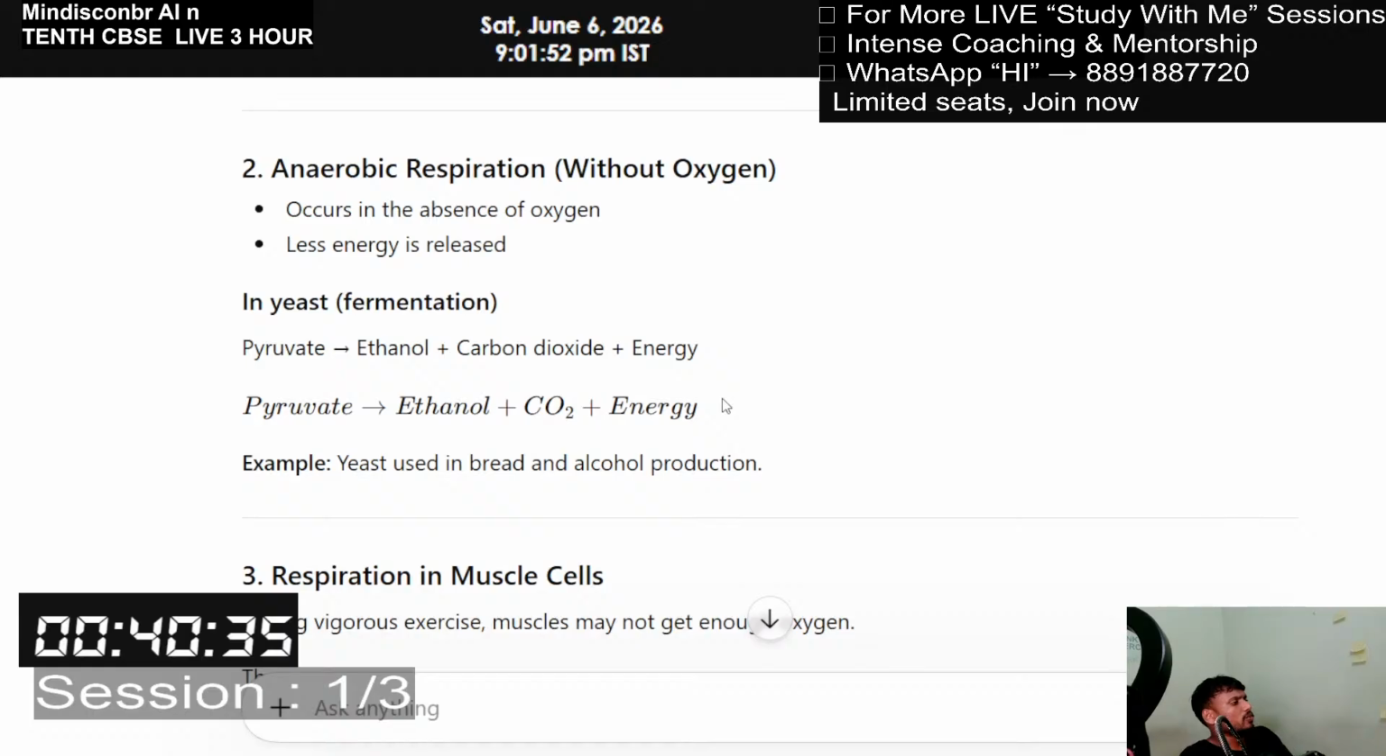So pyruvate is converted into ethanol plus carbon dioxide plus energy. Do you know the chemical formula of ethanol? And CO2 plus energy. Yeast used in bread and alcohol production is an example of anaerobic respiration, because respiration occurs in the absence of oxygen. That is, pyruvate is converted to ethanol and carbon dioxide plus energy, and the amount of energy released is very small, less as compared to the energy released in aerobic respiration.